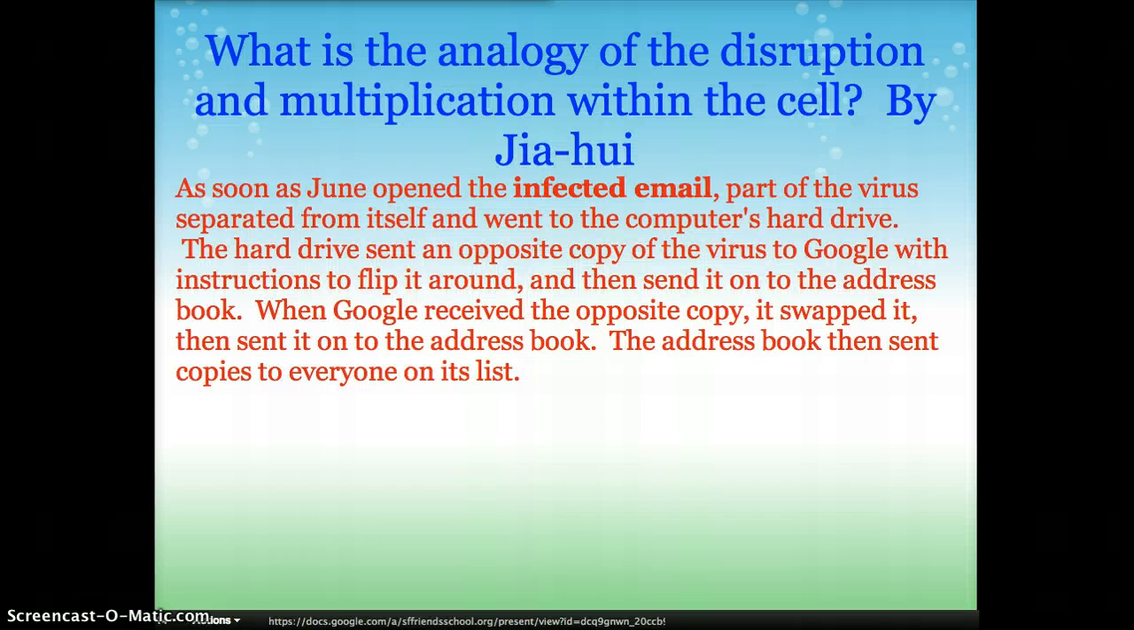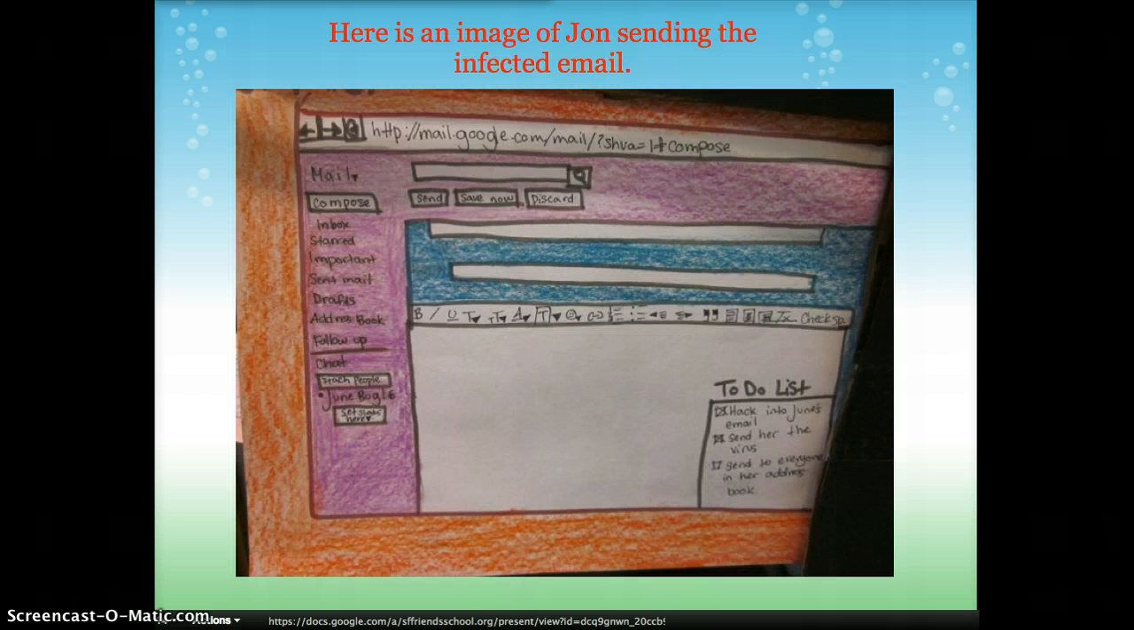So this is the analogy of the disruption and multiplication. And so after she opens the infected email, then part of the virus separates from itself and goes to the computer hard drive. And so then the hard drive, just like the mRNA, sends an opposite copy of the virus to Google. And Google has instructions from the hard drive to flip it around. And then after it does that, it sends it onto the address book. And so then after the address book receives it, then the address book sends copies to everyone on its list. And here is an image of John writing the email and composing it.